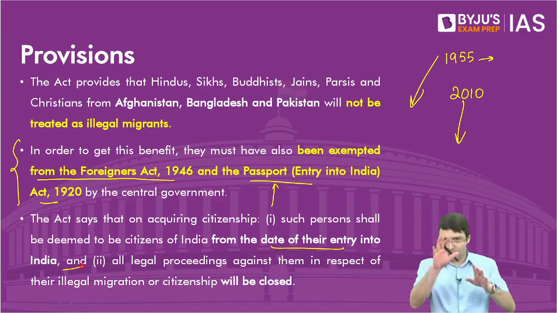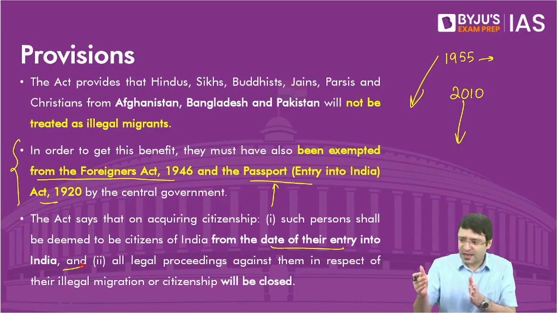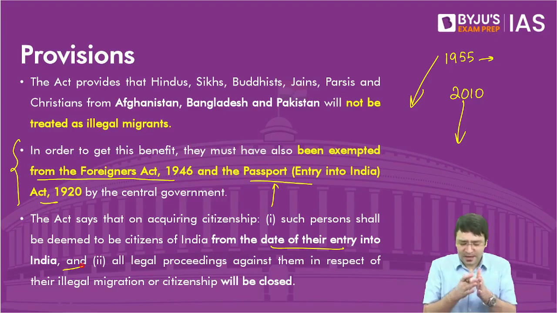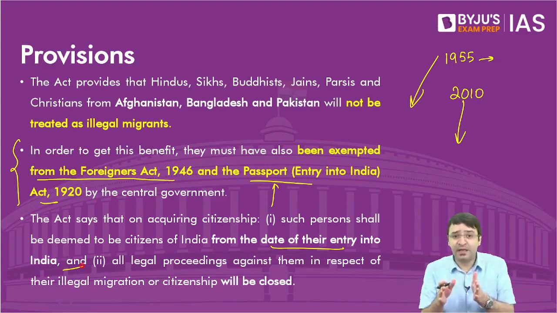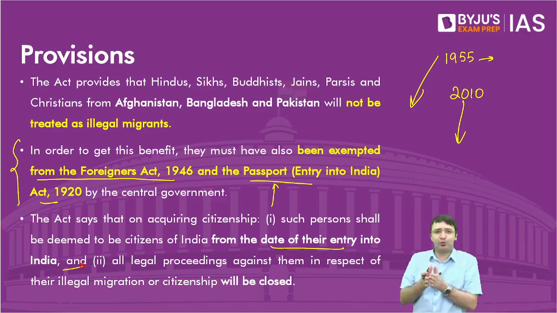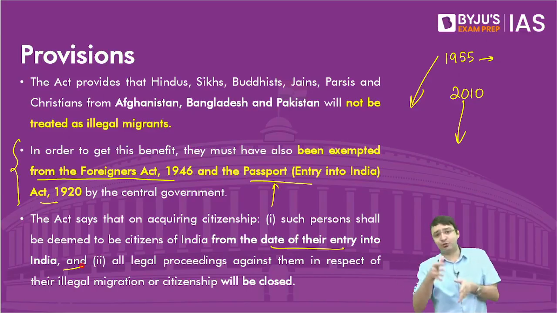Why? Look at this carefully. If I have entered India in 1955 illegally, then I got married, I have kids as well. Or let's say I entered India after 2003, illegally. That means I'm an illegal migrant, and children born to illegal migrants cannot become citizens. And if I become a citizen of India from 2019, those kids will not become citizens of India because they have not come from Pakistan, Afghanistan, Bangladesh. That is why the law said you will become the citizen of India from the date you have entered India.